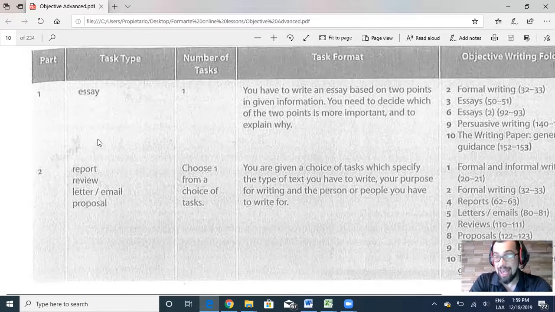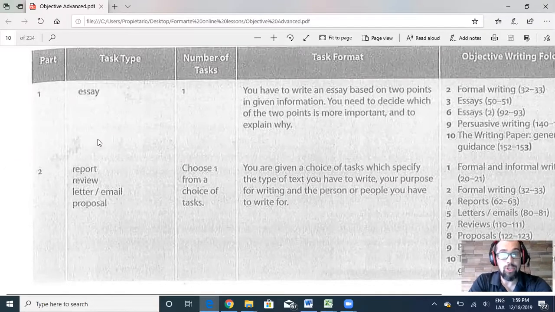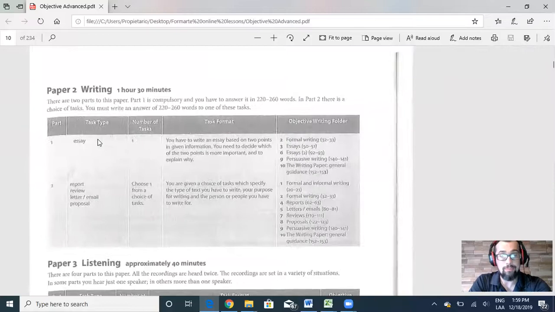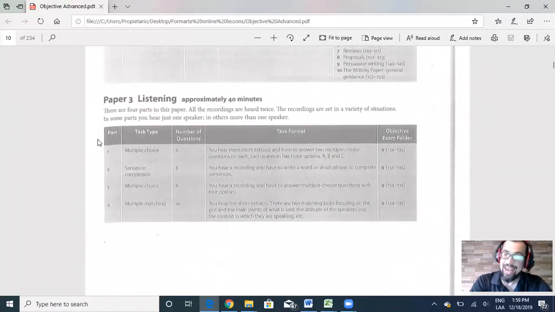Also, the essay has its own format. So it's very, very important for us to be able to do this part in a proper way. Then we're going to have a listening test. And in this listening test, what we really need to practice and work on is listening to the British accent.